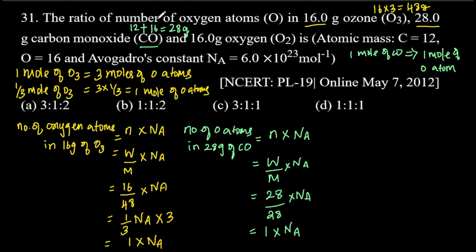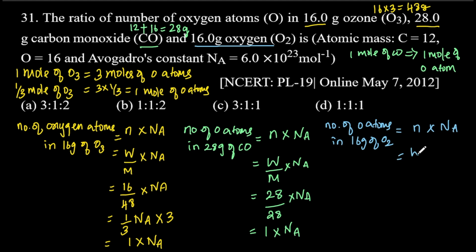Now we will go to the next part, 16 gram of oxygen. So the last part is number of oxygen atoms in 16 gram of O2, the oxygen molecule. Number of moles into Avogadro number. So the number of moles is given mass by the molar mass into Avogadro number. So the given mass here is 16 and the oxygen molecule has the molar mass 16 into 2, which is nothing but 32. 16 divided by 32 into Na. So here we are getting the number of moles for the oxygen molecule as 1 by 2 into Na.